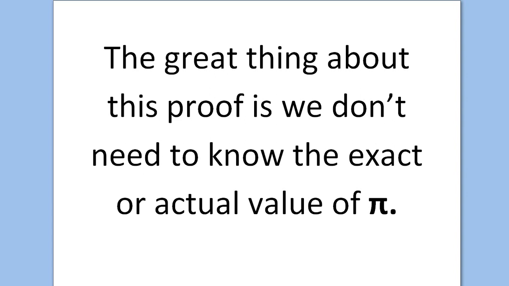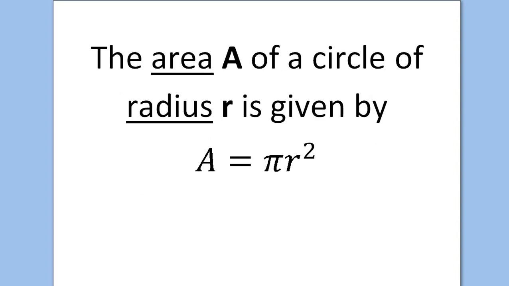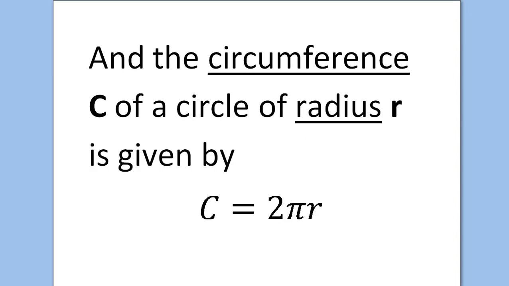The great thing about this proof is we don't need to know the exact or actual value of pi. We just need to use the famous results. The area A of a circle of radius r is given by A = pi r^2. We won't prove that in this video. And the circumference C of a circle of radius r is given by C = 2 pi r. We won't prove that either in this video.